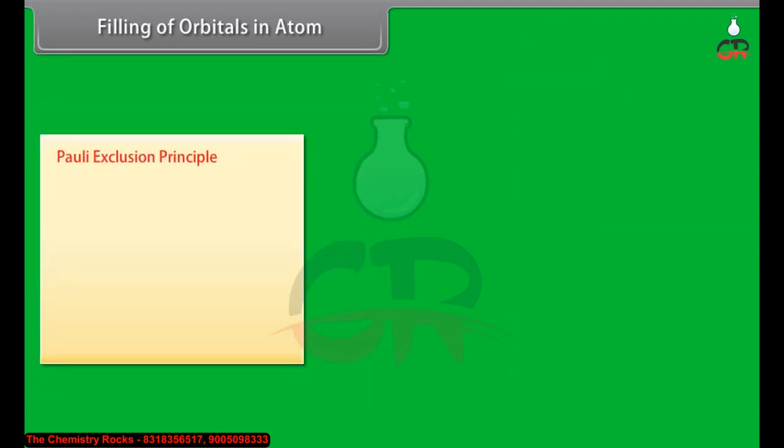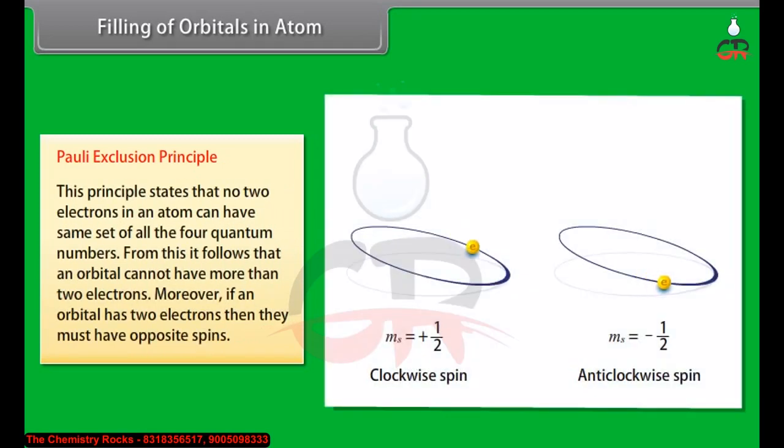Pauli's exclusion principle. This principle states that no two electrons in an atom can have the same set of all four quantum numbers. From this, it follows that an orbital cannot have more than two electrons. Moreover, if an orbital has two electrons, then they must have opposite spins.